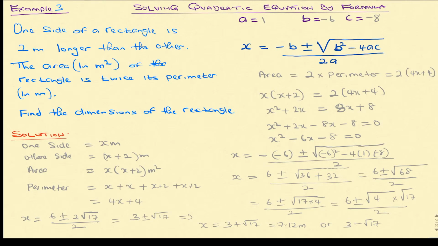and 3 minus root 17 will be a negative value, so x cannot be a negative value. So for the dimension, when x equals 7.12 meters, the other side will be equal to 9.12 meters.